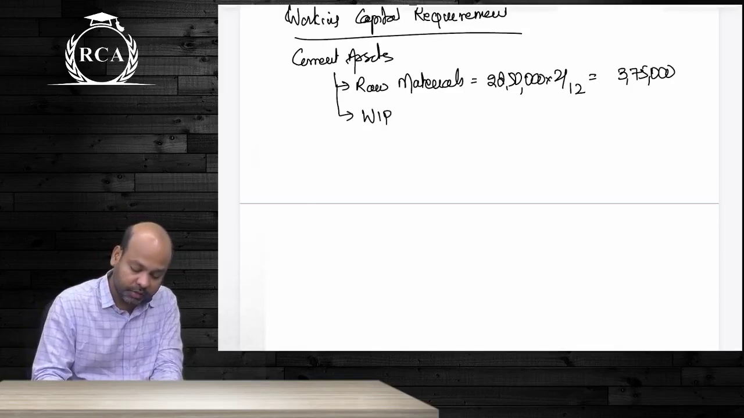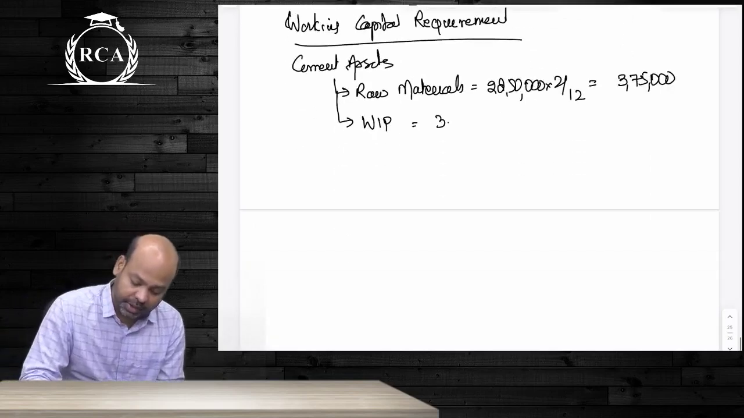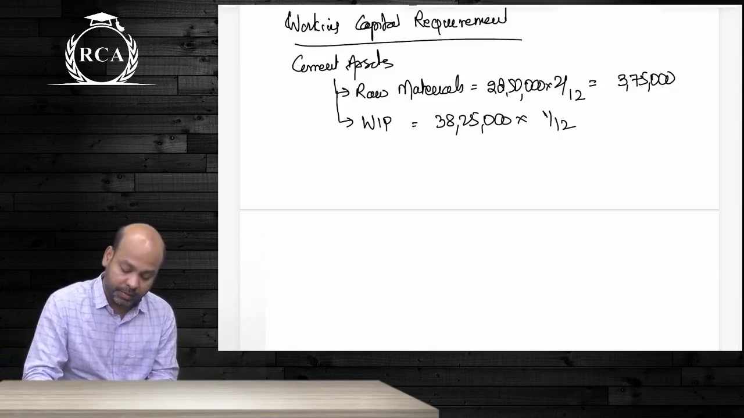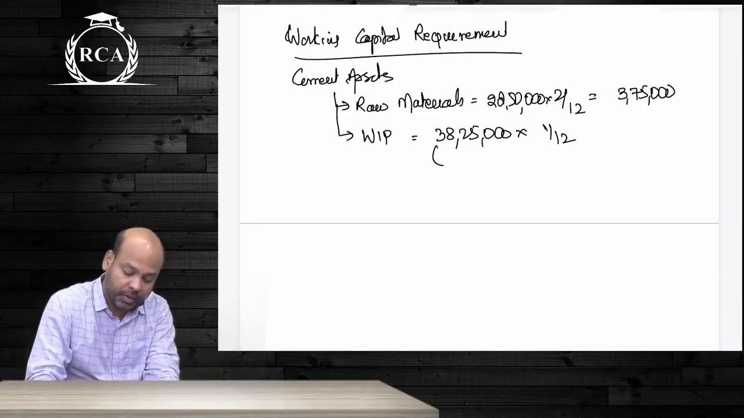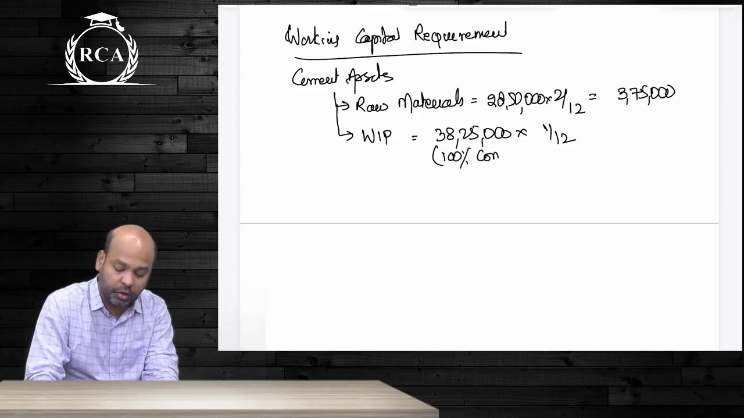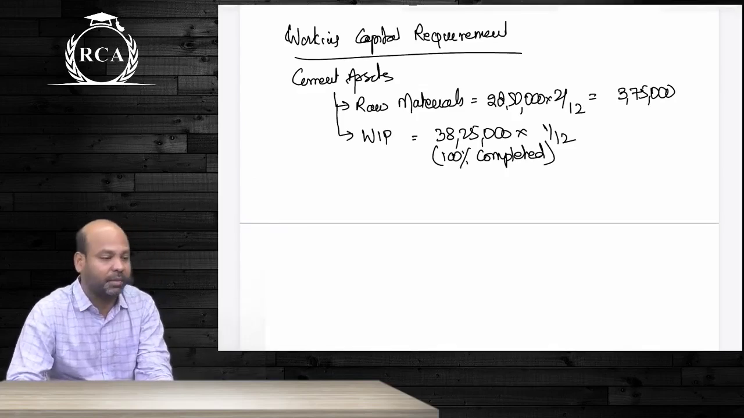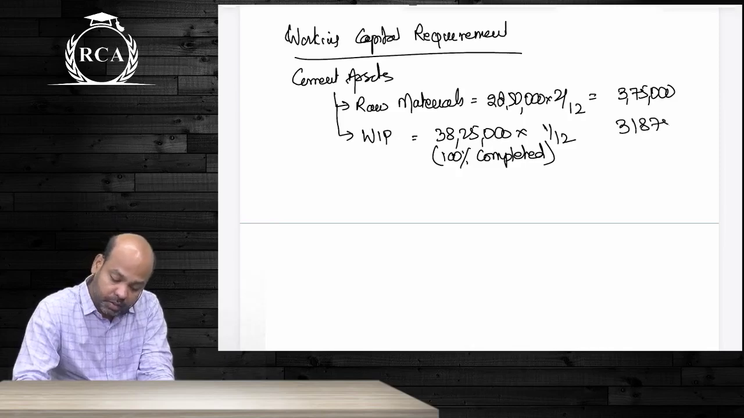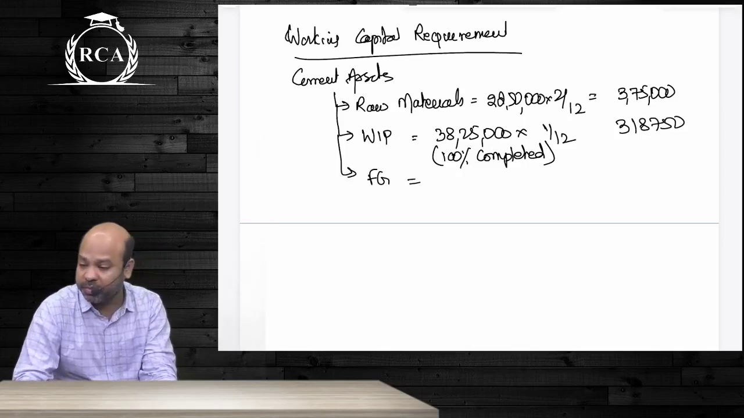Work in progress stock. Normally would have taken degree of completion, but now you can directly write 38 lakhs 25,000 multiplied by 1 by 12. Why 38 lakhs 25,000 into 1 by 12? It is 100% completed in all respects. That is why you can directly take cost of production or cost of sales and multiply that by 1 by 12. How much is that? 3,18,750.